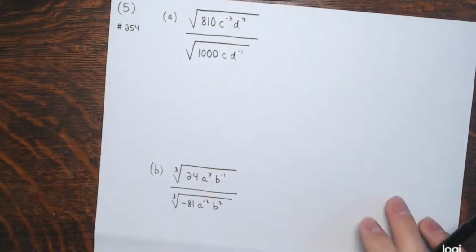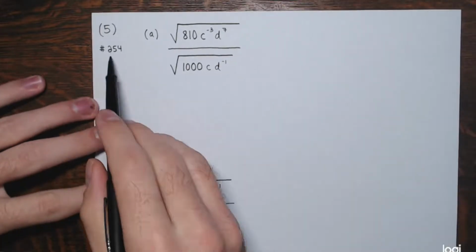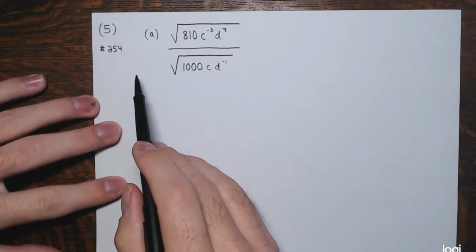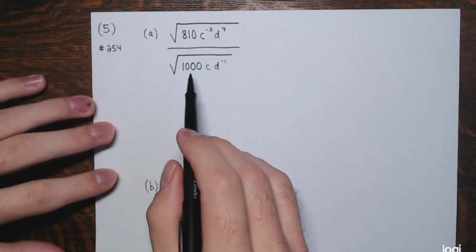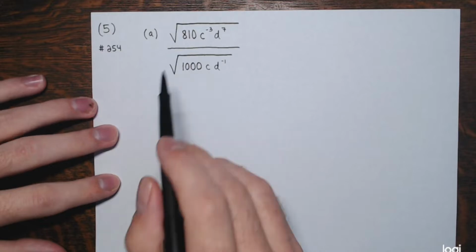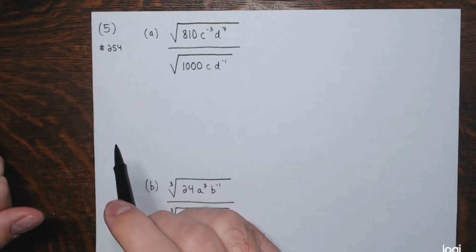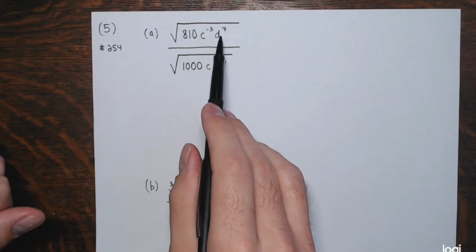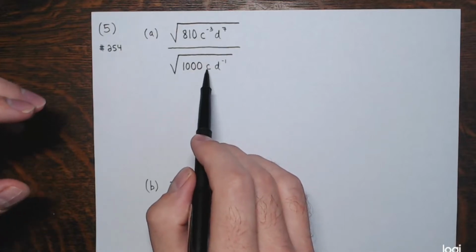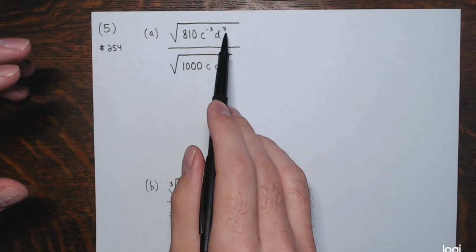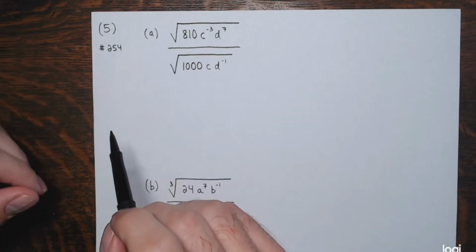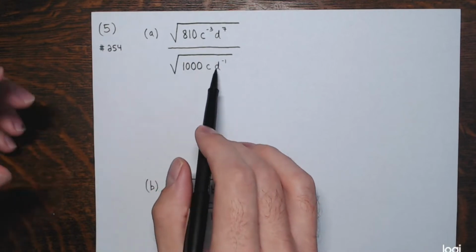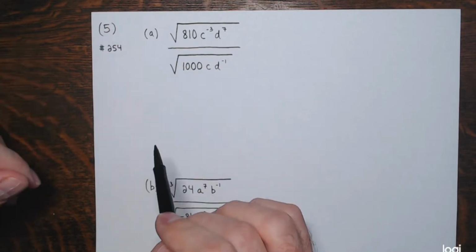Number 5, which corresponds to exercise 254, part A. Alright, so once again we have even roots. Now obviously C and D can't be 0. But also notice that the C's and D's in these factors are raised to odd powers. So they can't be negative either, right? Because if C were negative or D were negative, you'd be taking square roots of negatives which aren't real.